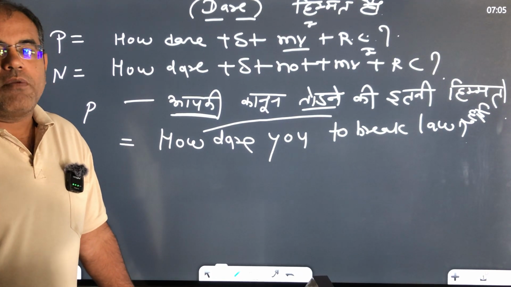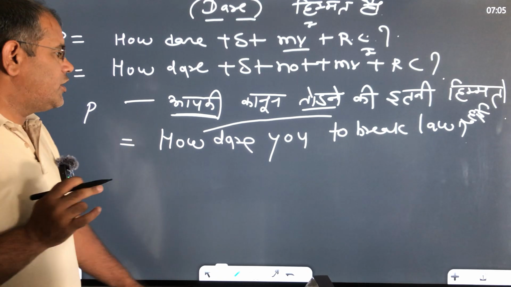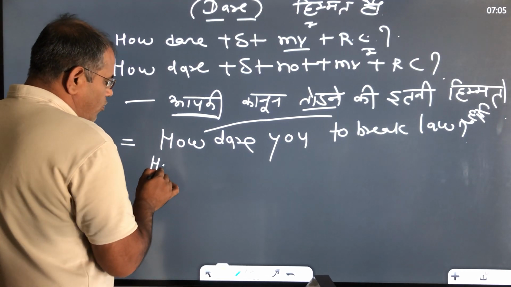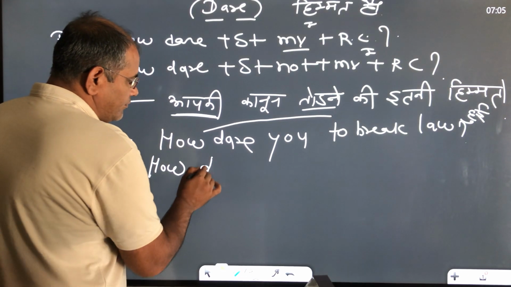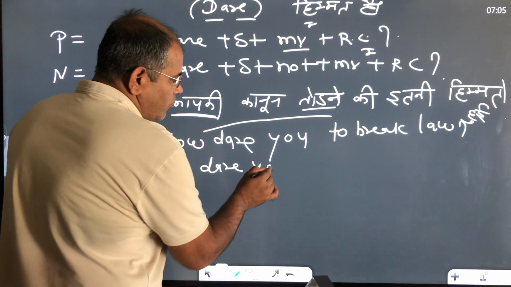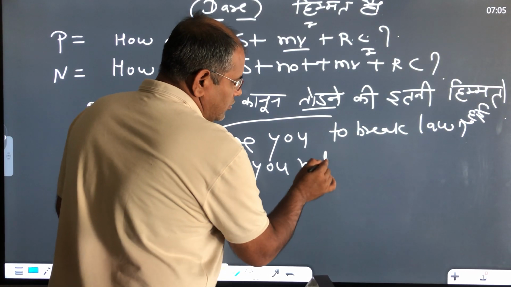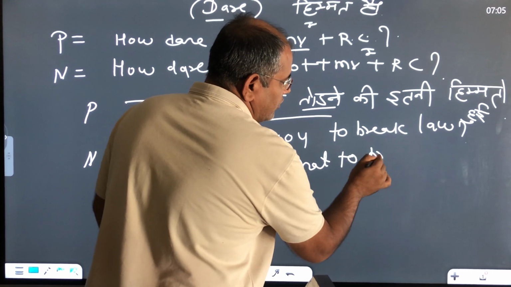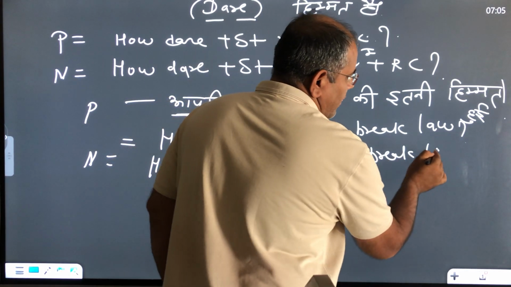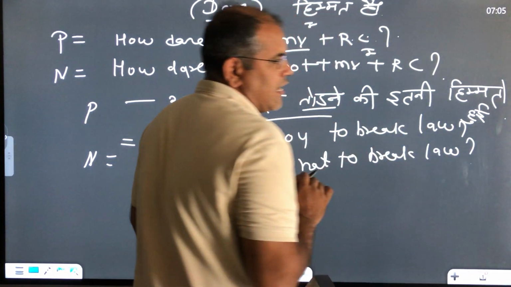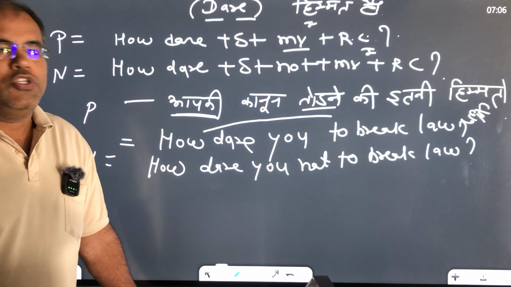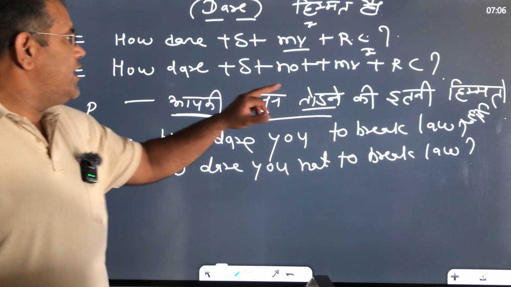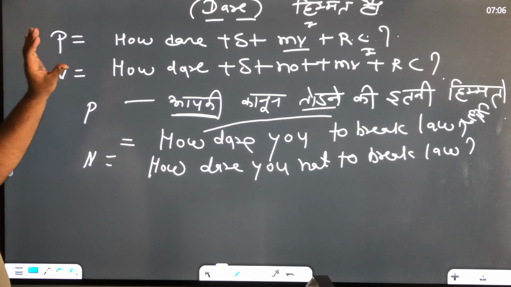And if you are forming a negative sentence, in that condition, you have to use it like that. As a negative sentence: how dare you not to break law, and the symbol of interrogation. Is that clear? So guys, it's very easy to use the dare model according to positive and negative concept.